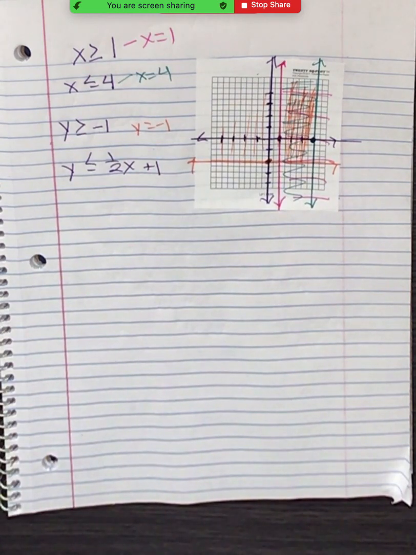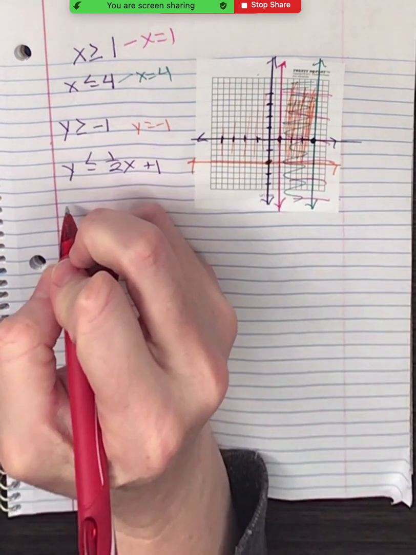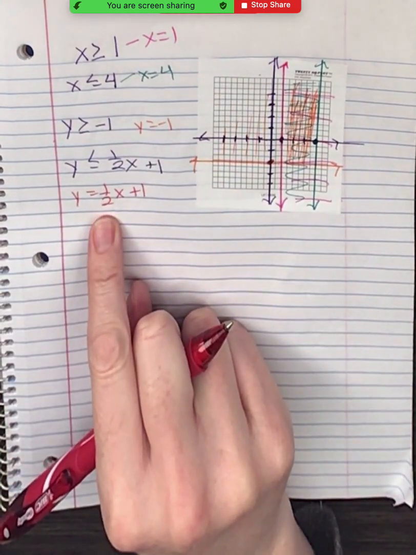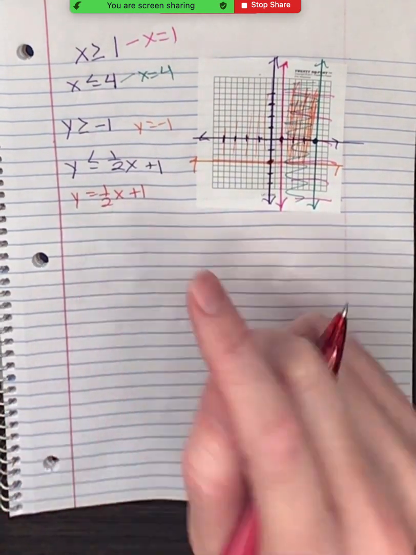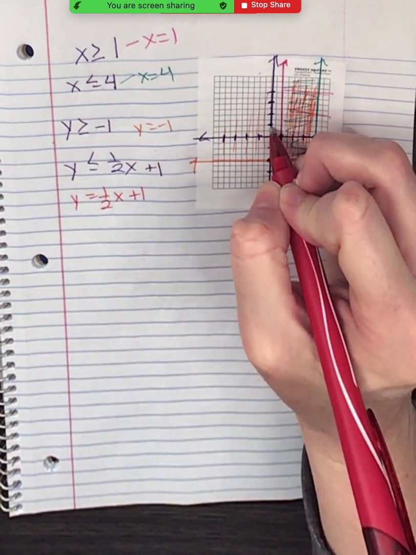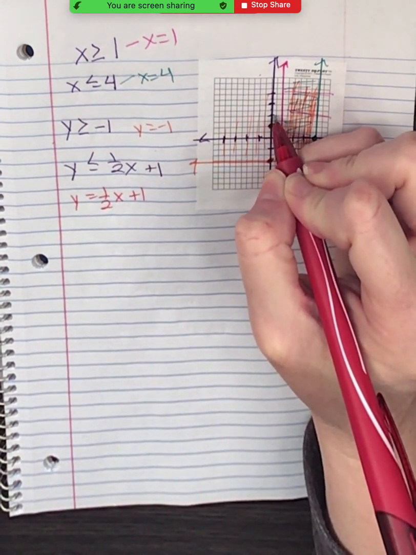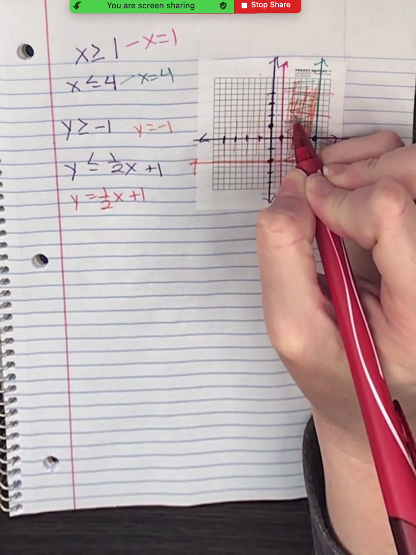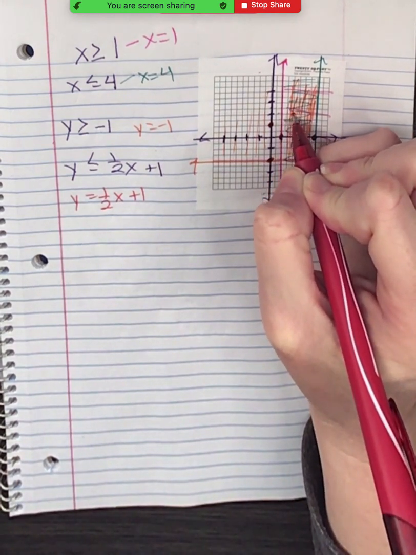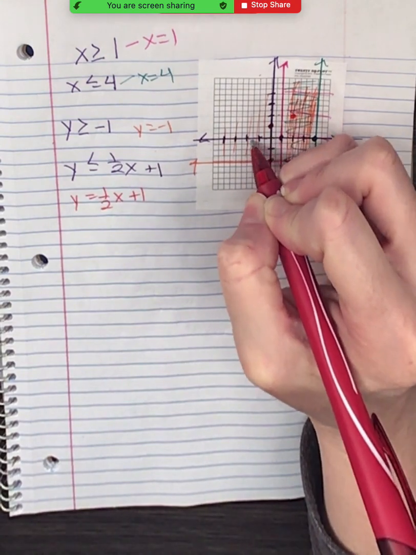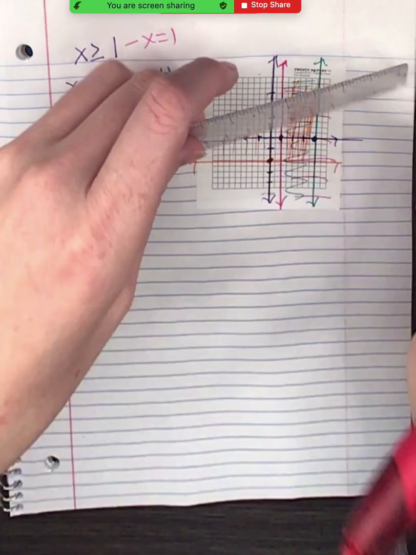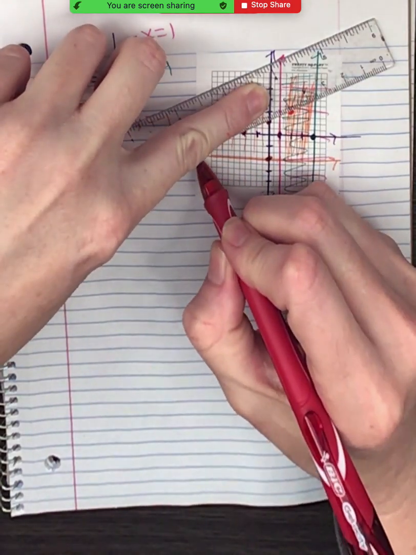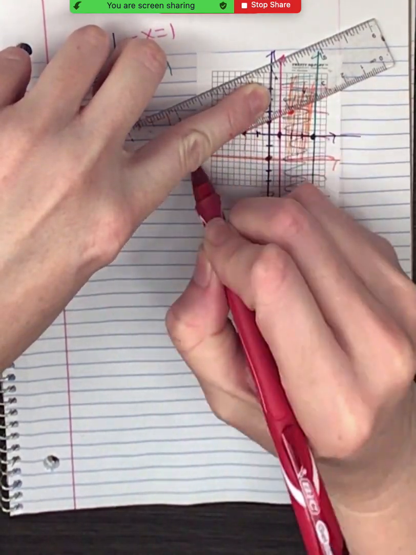And then the last one is y equals 1/2 x plus 1. This is in slope-intercept form, so we're going to graph. The intercept is +1, slope is 1/2. So there's up 1 over 2, or down 1/2. Okay, again, this will be a solid line because it's greater than or equal to.